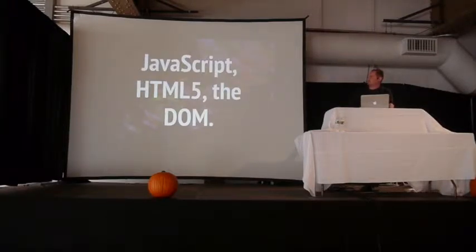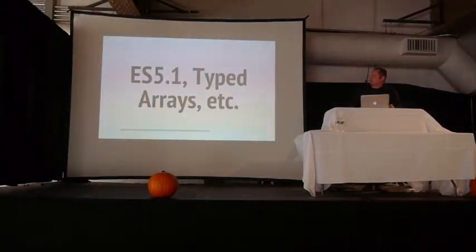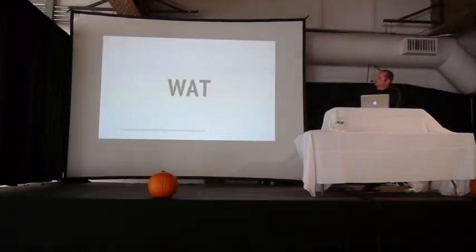Okay, so JavaScript, HTML5 and the DOM. Can you guys see what that is? That's like a diamond ring. It's rotating. You guys remember when Dion wrote this seminal article, HTML5 is a jewel that we need to cut into a weapon. I actually have no idea what that means, but it's a pretty sweet proof, right?